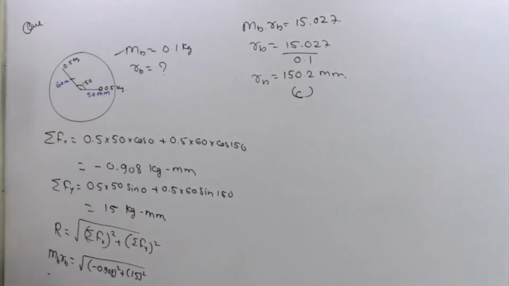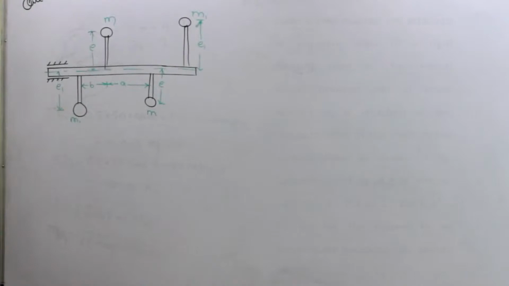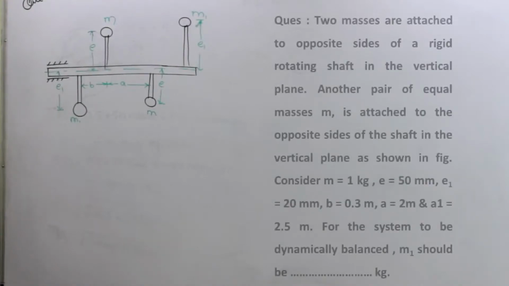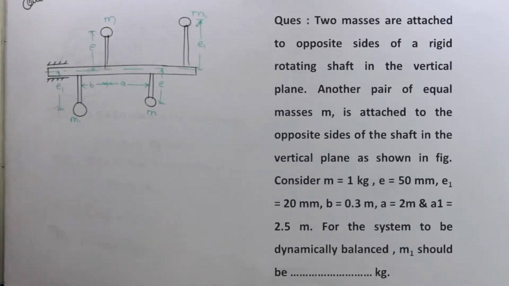Getting this or not? Okay, next question, which was recently asked in your GATE 2016. Two masses M are attached to opposite sides of a rigid rotating shaft in the vertical plane. Another pair of equal masses M1 is attached to the opposite sides of the shaft in the vertical plane as shown in figure. Consider M is equal to 1 kg, E is 50 mm, E1 is 20 mm, B is 0.3 meter, A is 2 meter, A1 is 2.5 meter. For the system to be dynamically balanced, M1 should be equal to?